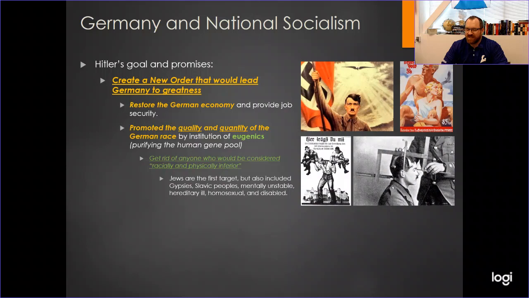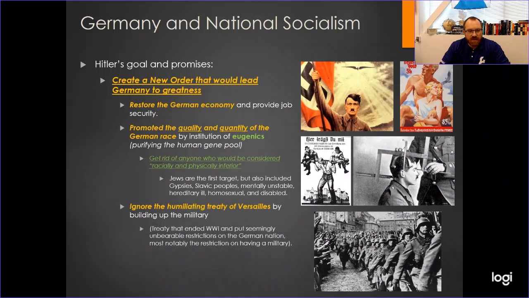I'm not going to tangent off the idea of where Aryan comes from. Just know that Hitler was a student of history, and he got that idea from actually a different society in the world, actually India. But again, I'm not going to go into that right now. Okay, next up, he promises to ignore the humiliating Treaty of Versailles that brought about the Weimar Republic and just brought so much shame to Germany. And he does this, and what he does to go against the Treaty of Versailles builds up the military.